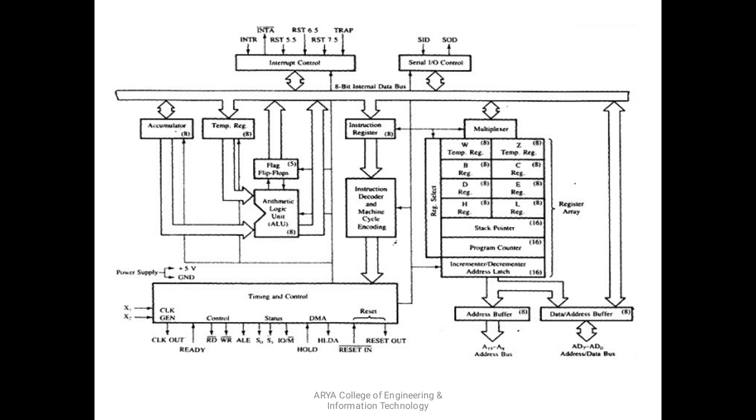Ready is used to provide the delay. Read and write are used to read the data or to write the data. ALE is the address latch enable. It is the signal which demultiplexes the address and data bus. There are 3 status signals, S0, S1, and IO/memory. DMA is known as direct memory access, through which we can directly access the memory. The 2 signals used to directly access the memory are hold and hold acknowledgement, HOLD and HLDA, and then reset.